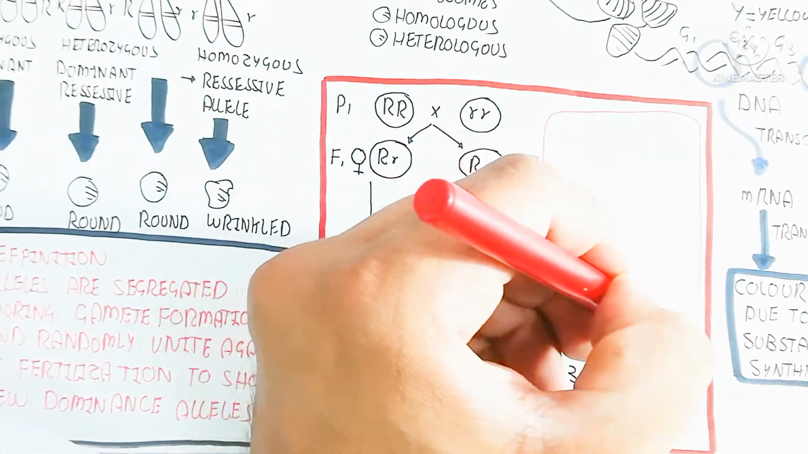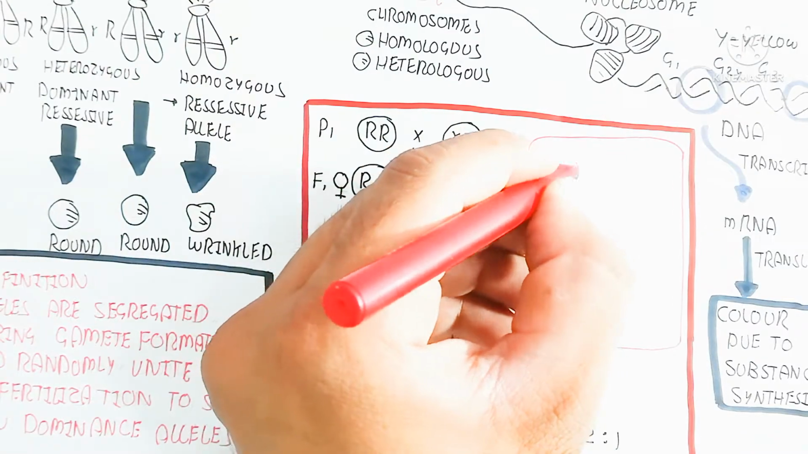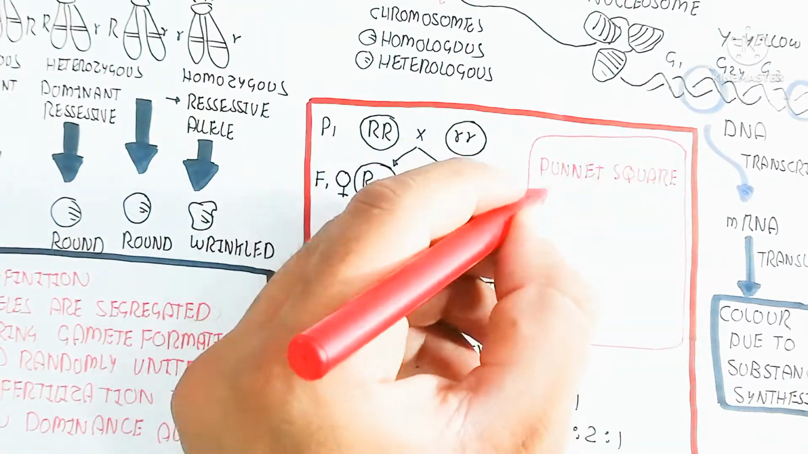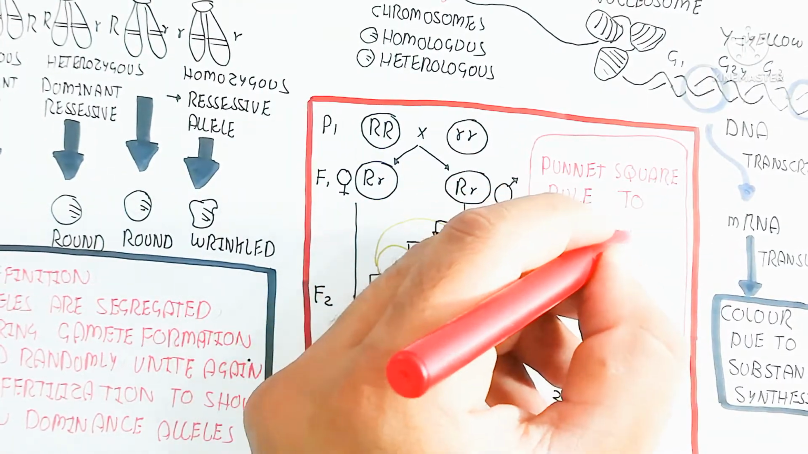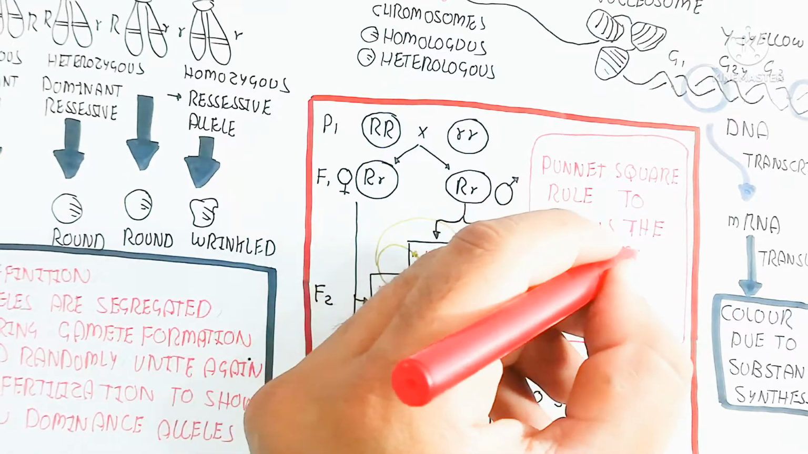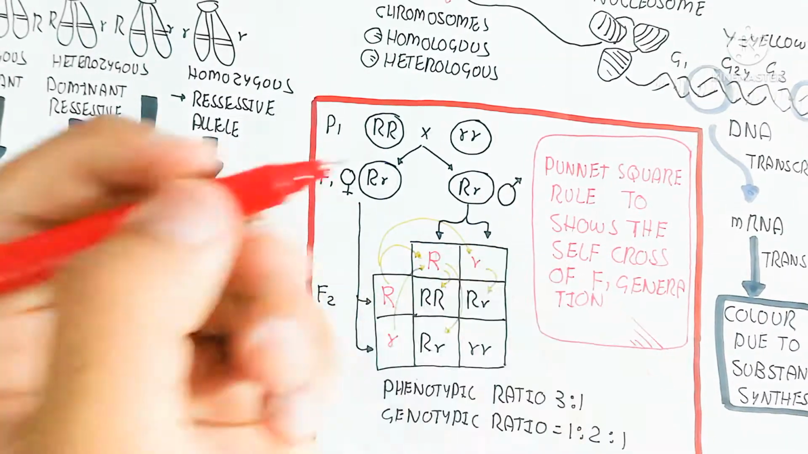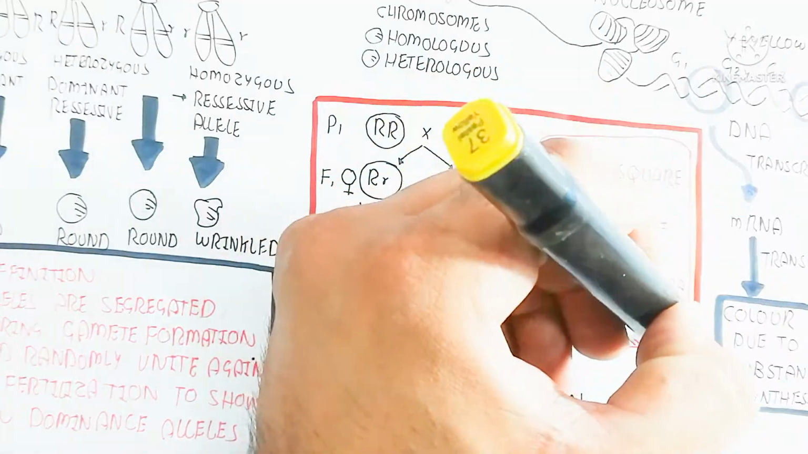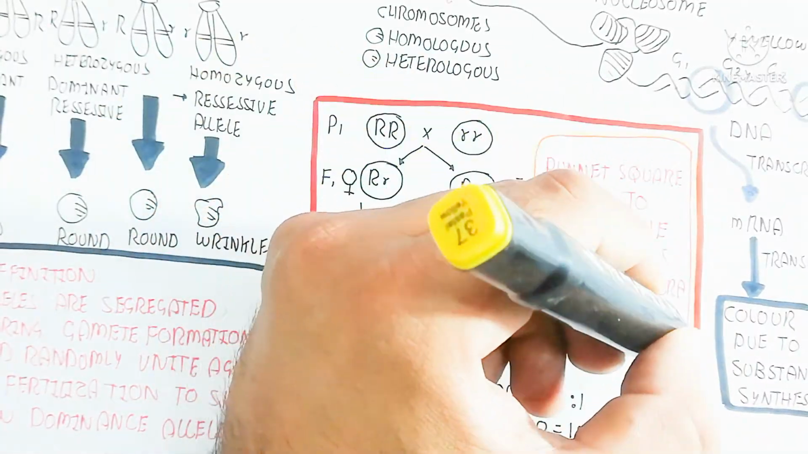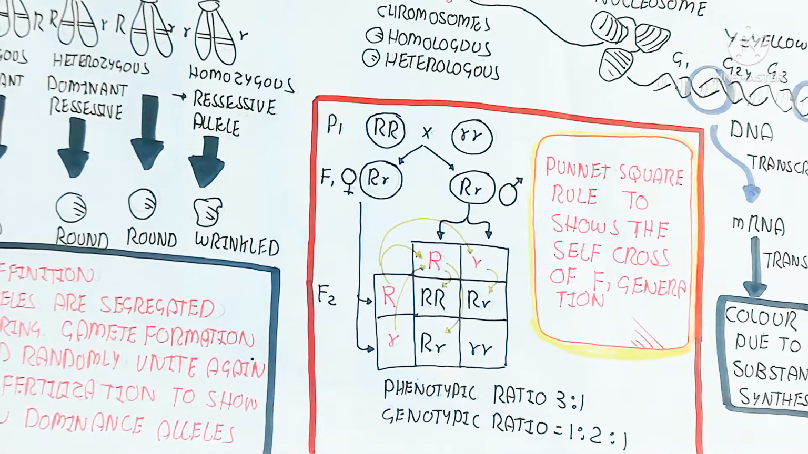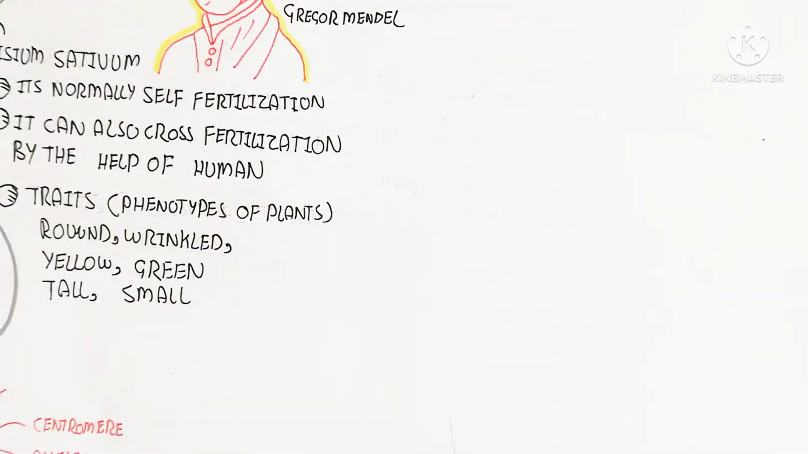So in this way here you can see the Punnett square rule applied to show the phenotype again in the F2 generation. Through gamete formation, R and small r will combine together; you should understand this function. So the phenotypic ratio is 3:1 while the genotypic ratio is 1:2:1. So the Punnett square shows the self cross of the F1 generation, remember.